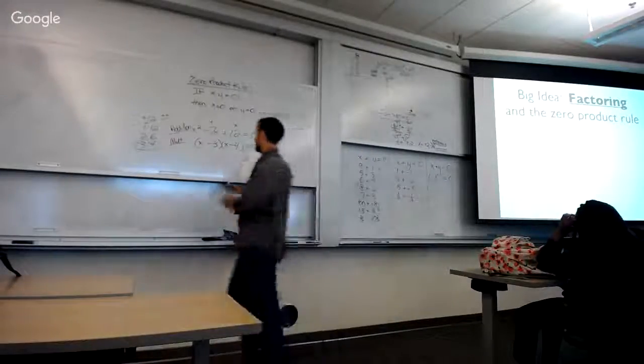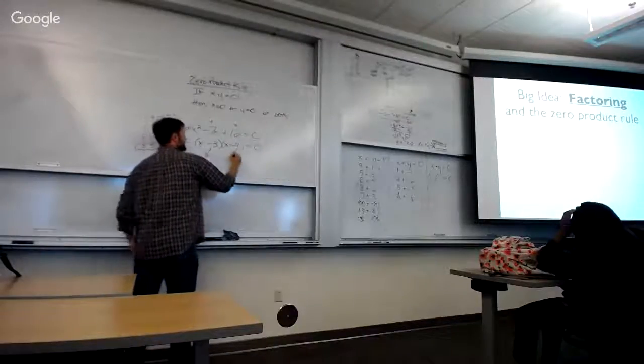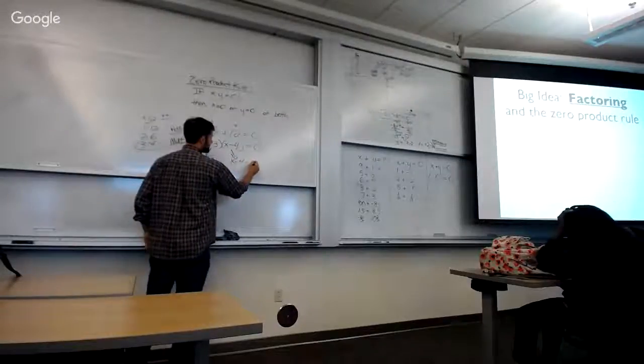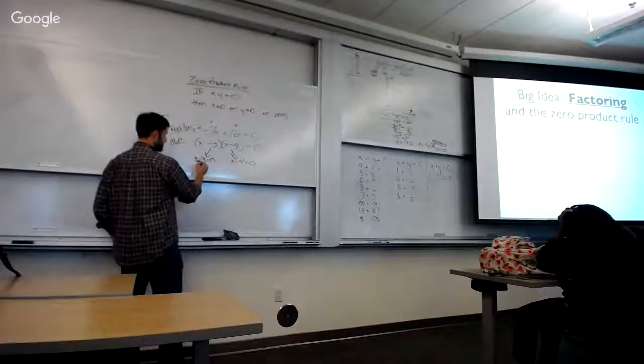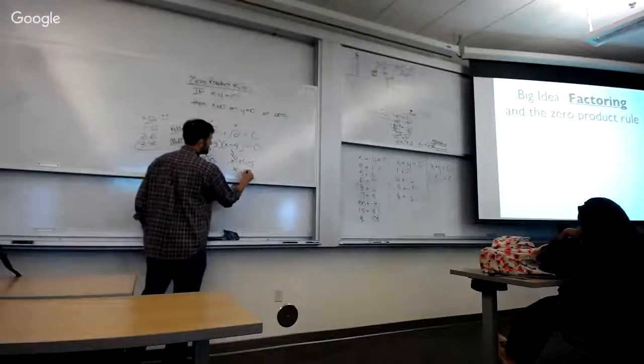Okay, so now that I know that this times this equals 0, I'm absolutely guaranteed that either x minus 3 is equal to 0 or x minus 4 is equal to 0. It has to be. And I solve both of those, and I say, hey, x is 3, which Emily guessed, or x is 4, which also works.